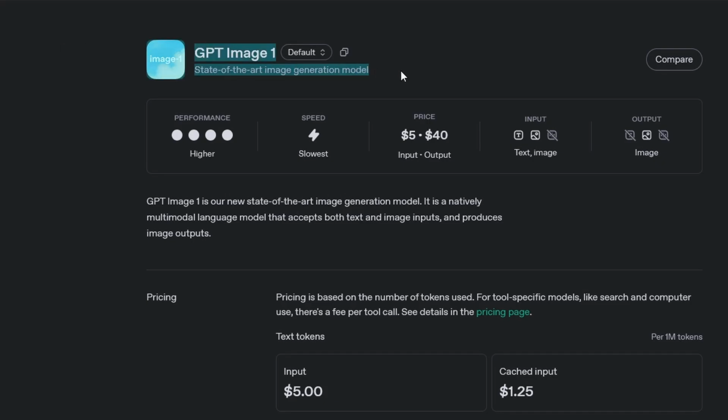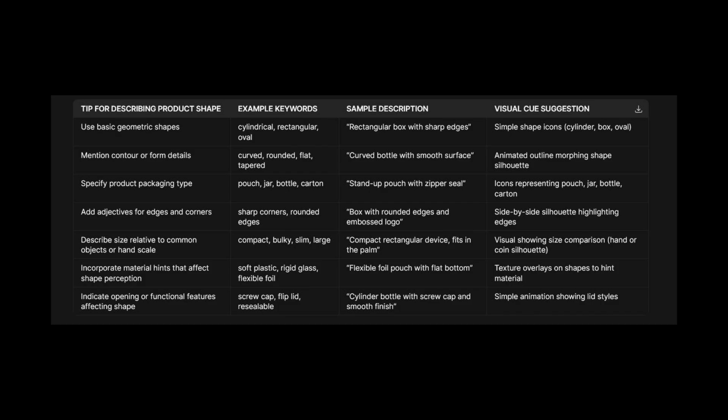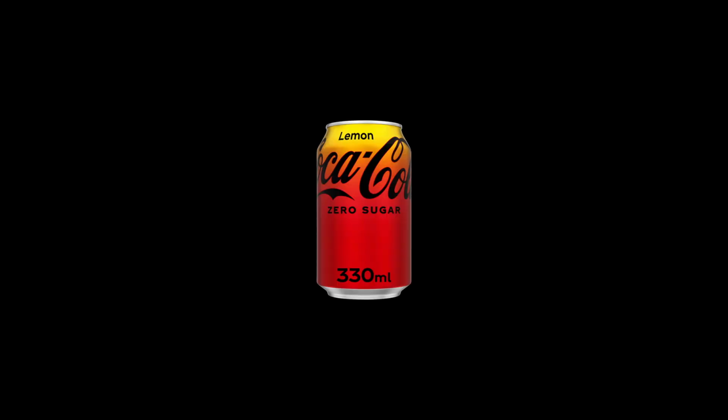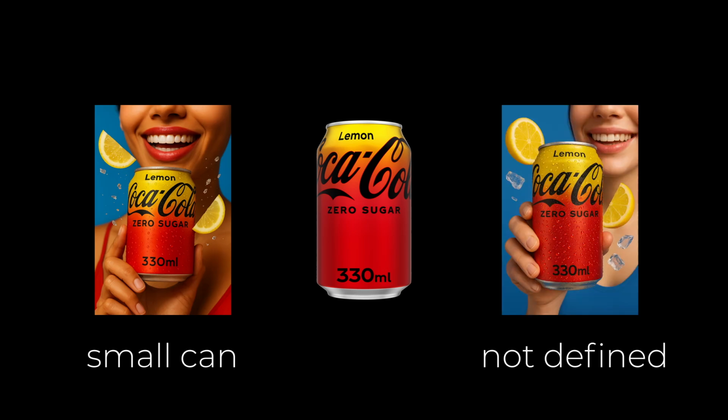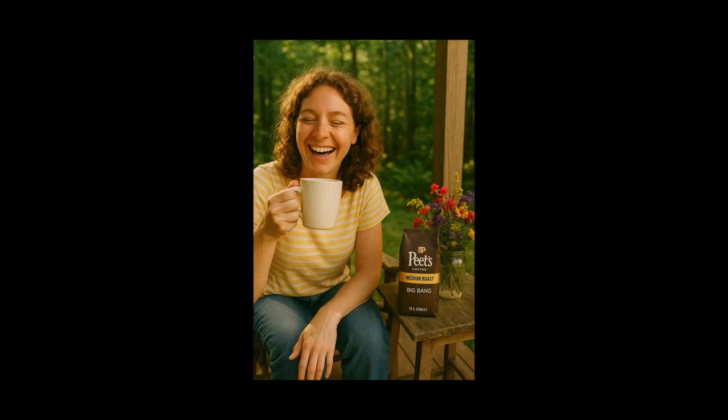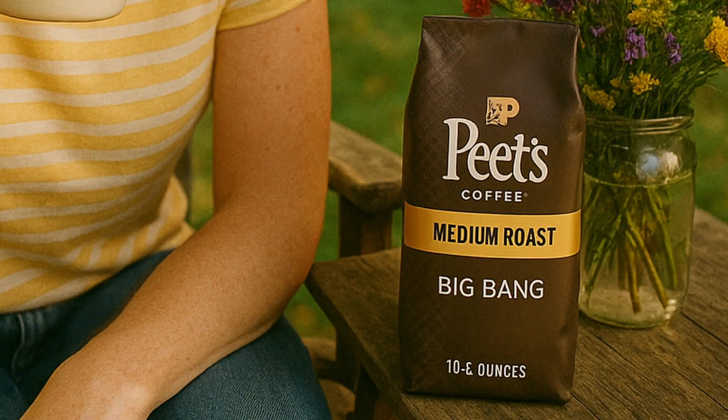Another tip for guaranteeing the best results with GPT-Image-1: describe the shape of your product with simple, precise keywords. If you're working with a product like a soda, it helps to specify its size, as in a small can or a large can. Otherwise, the AI might default to generating a random size. And keep in mind that small text on packaging is harder for the AI to replicate accurately, especially if the product appears small or in the background.